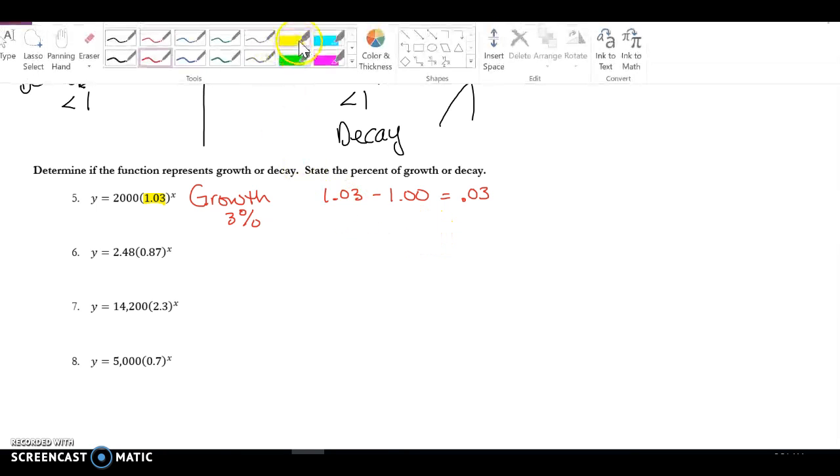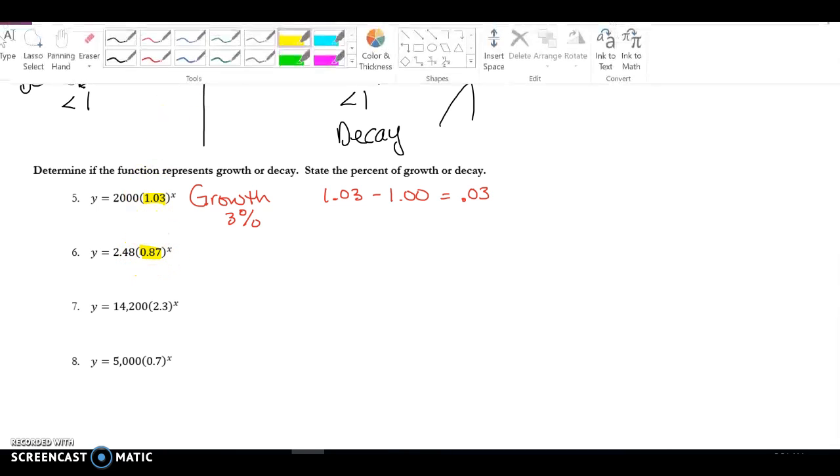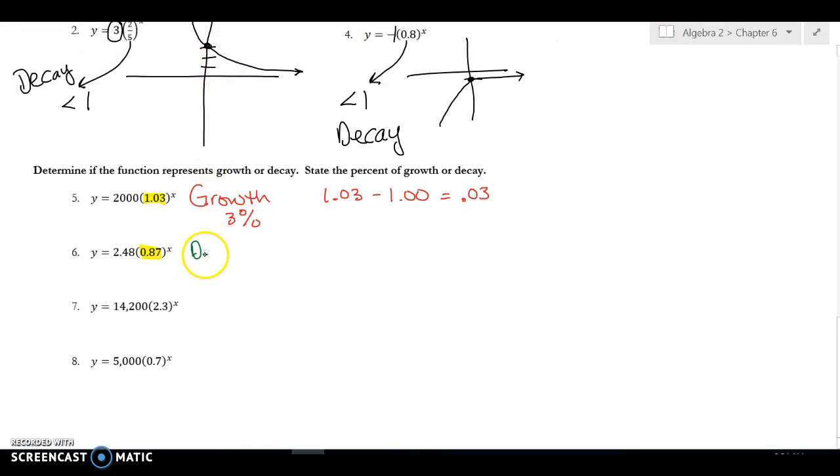All right, let's look at the next one. Again, I look at the parentheses. That number is smaller than 1. And so since it's smaller than 1, it's decay. And I find out how much smaller it is than 1. And it's 0.13 smaller. So that is 13% decay.